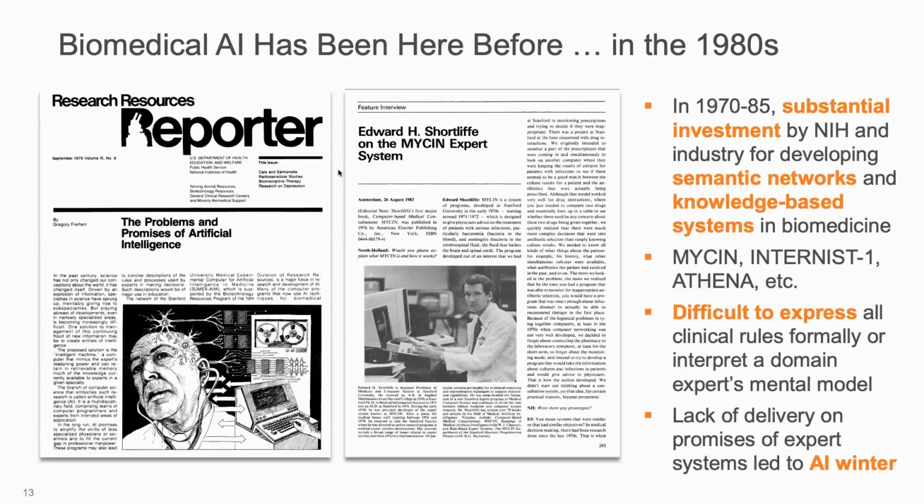The difficulty back then was that it's very difficult to express all the clinical rules formally to build such a semantic network, and it often involves interpreting the mental model of a domain expert. And as a result, a lack of delivery on the promises of knowledge-based expert systems led to an AI winter.